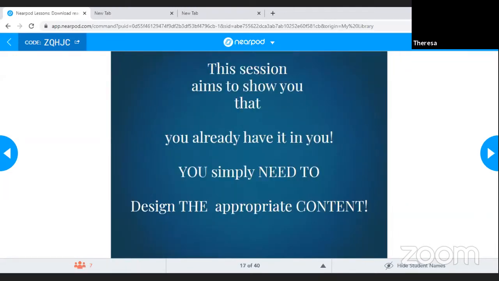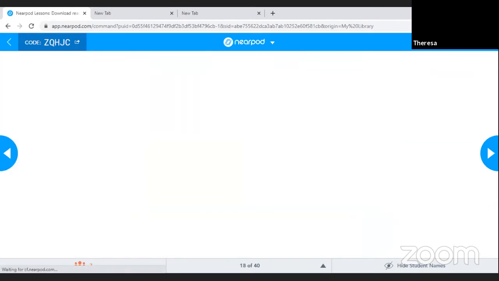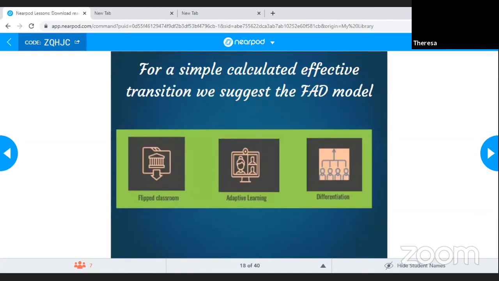So this session aims to show you that you already have it in you. Don't feel like this is daunting. It's not different. It's not new. It's not something that is supposed to make you anxious. You already have it in you. You simply need to design the appropriate content. And like I say, at this stage, we need to congratulate EAZY-DIGI in their attempts to try and help us to do exactly that. Today, we take it a little bit further.